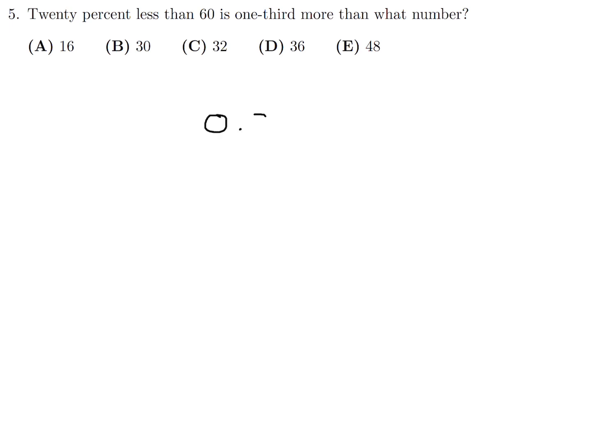20% less would be multiplying by 0.8, and you do that with the number 60. And they are saying it's 1/3 more than some number. So that means it's 4 over 3 times some number, which I will call x. So this is the math.